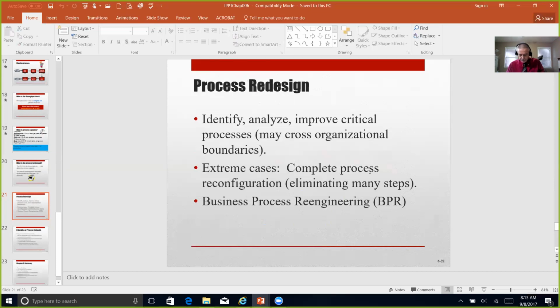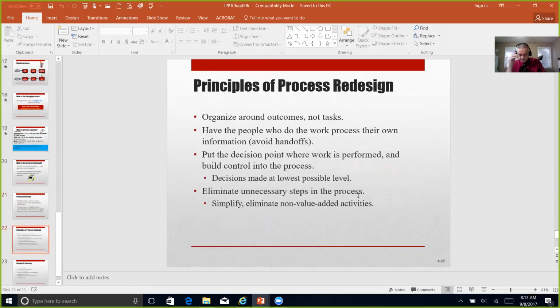And in improving this process to pursue a successful process redesign, at the bottom of page 127 and 128, there were 4 principles that were identified to help us determine how we can go about doing this radical redesign. Organize around outcomes, not tasks. Have the people who do the work process their own information.